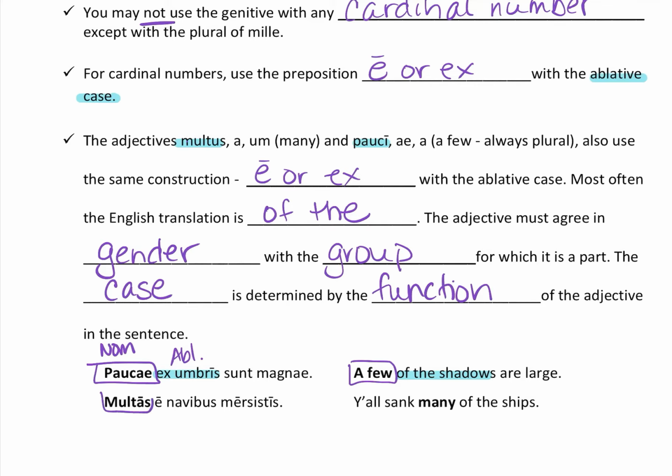All right. So multas e navibus mersistis. Y'all sank many. So here's the multas, "of the ships." Again, we see an "of the" construction and an e navibus. And here, y'all sank many. So it's acting as the direct object, the accusative, the victim of being sunk. So here we have the accusative. And the e navibus is in the ablative, but what is it modifying? So here, pauci is modifying the shadows. Here, y'all sank many. How many? Of what? Of the ships. So it is modifying ships there.